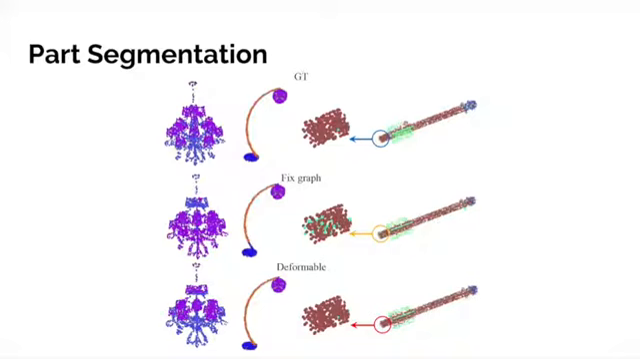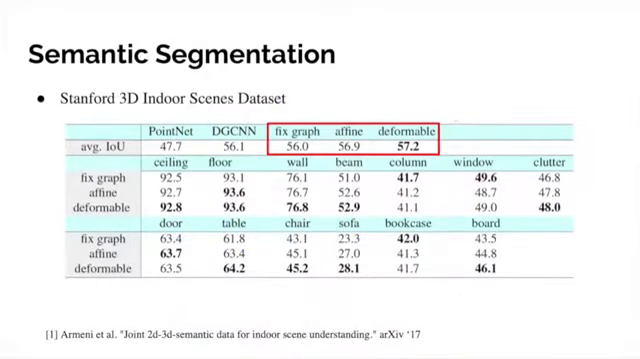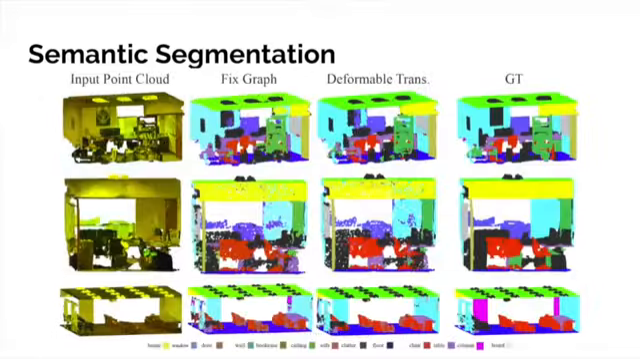The second task is semantic segmentation on the large-scale Stanford 3D indoor scenes dataset. Again, we show performance improvement with spatial transformers. Our spatial transformers also outperform state-of-the-art methods. Visualization of the segmentation results suggests that combining a network with transformers will give better results.